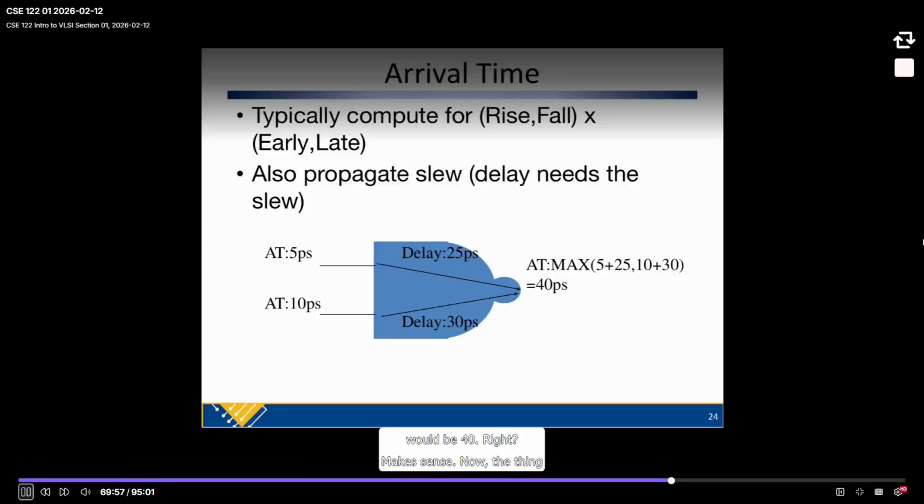Right? Makes sense. Now, the thing that this doesn't mention is the slew, because in order to compute these delays, you need to know the slew. So technically, there'll be some slew value here and some slew value here as well, and it'll compute the slew value out here as well. But I'm dropping that here, and for simplicity, I'm just showing it this way. Pretty straightforward so far, right?